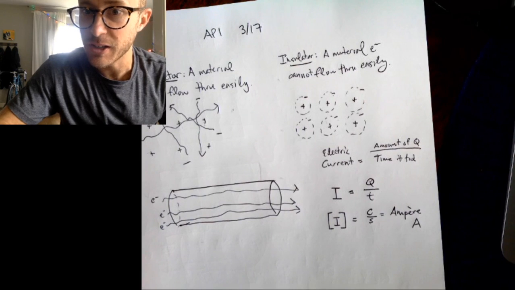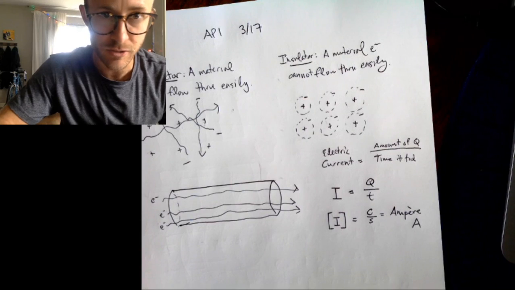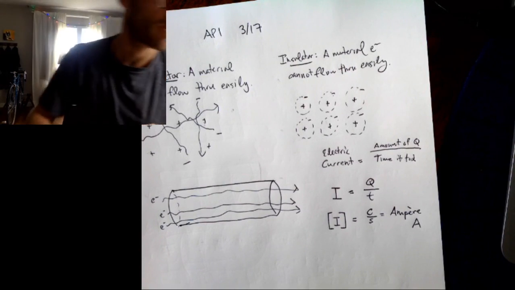Time for a Little Anarchy asks, is water flowing through a hose a good analogy for electric current? Yes, it is. All right.